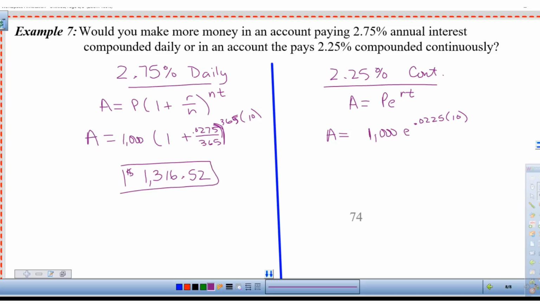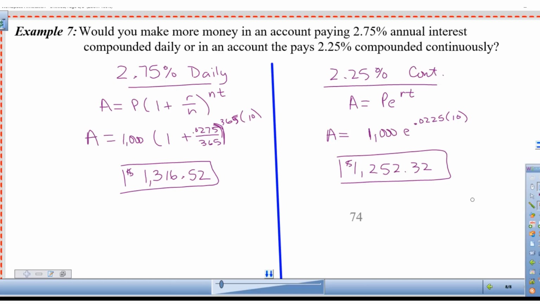Okay, let's see the next one. 1,000, second ln, 0.0225 times 10, close it, enter, and you get $1,252.32. People box those answers and then they say, yay, I'm done. Are you done? Did you answer the question? Yes or no, guys? You did not.